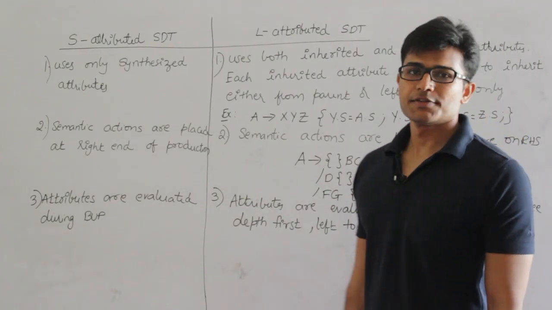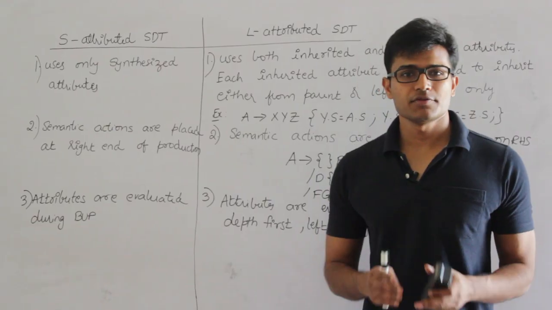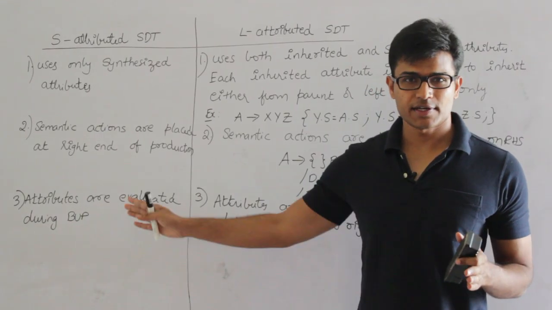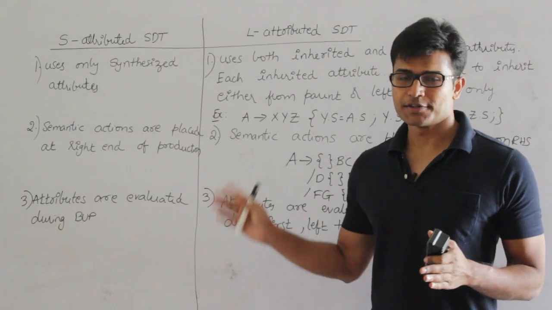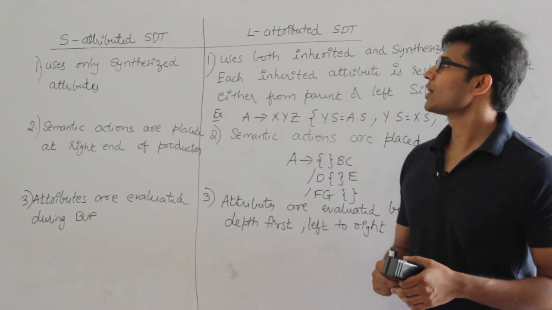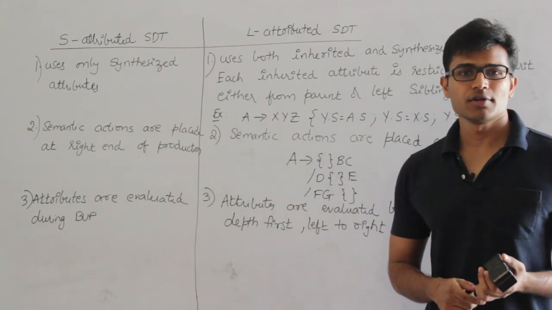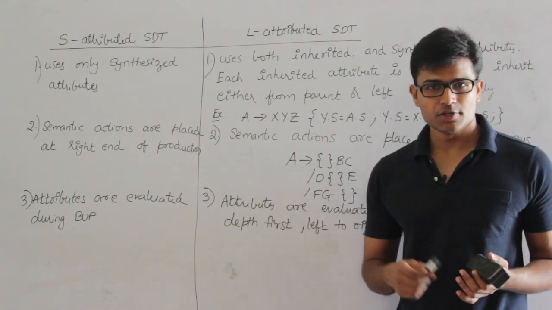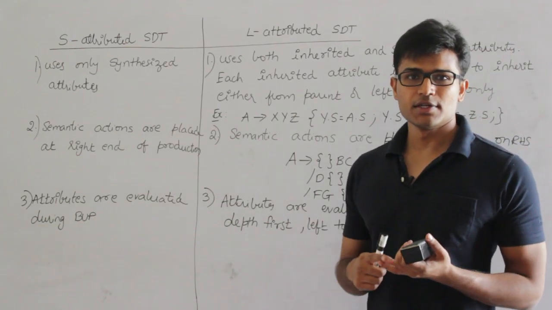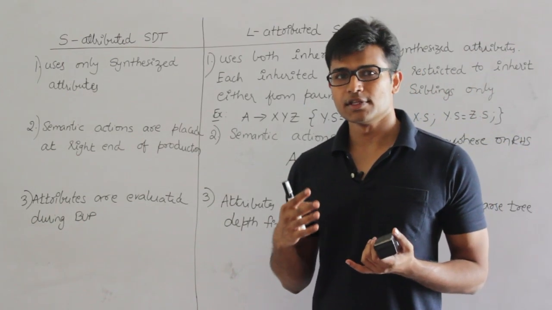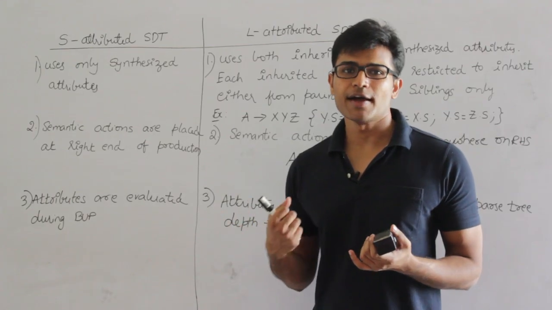Now we have seen many SDTs till now. Now we can classify SDTs into 2 types. One is S attributed SDT and the other is L attributed SDT. So before going to classification of SDTs, I want to classify attributes first. So till now we have seen that every variable is having an attribute associated with it, and it is getting some value, right?